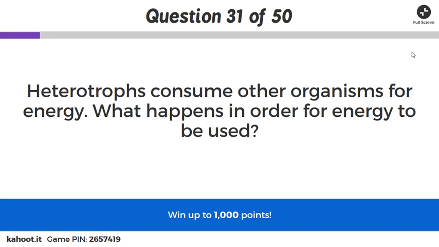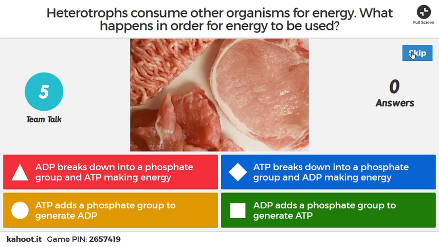All right, heterotrophs consume other organisms for energy. What happens in order for energy to be used? If we want to use that energy, what do we need to know about ATP and ADP?